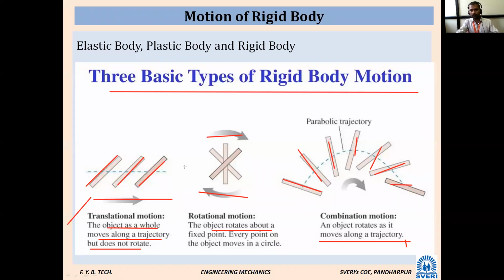So what are the rigid body motions? One is translatory motion, one is rotational motion, and the other one is a combination of motions. Is it clear, everyone? Yes, sir.